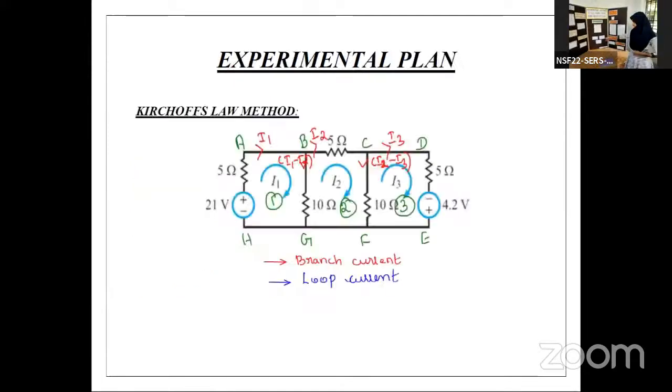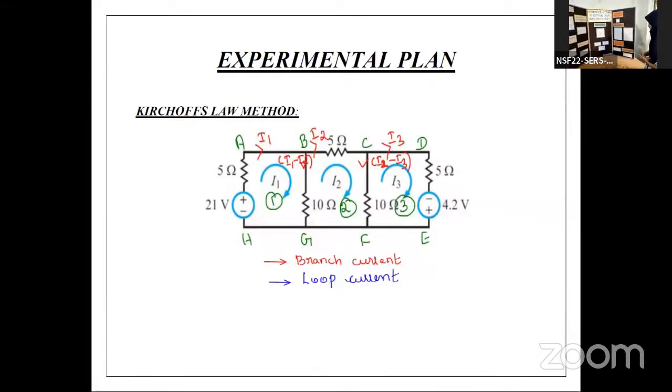We have a circuit with three loops, and we consider the loop currents to be clockwise. From that we get three equations, and by eliminating and comparing those three equations we get I1, I2 and I3, that is the loop currents of these loops.